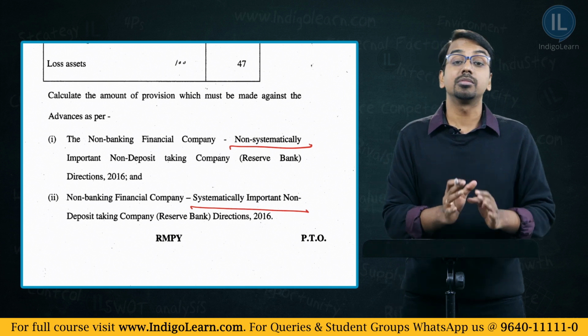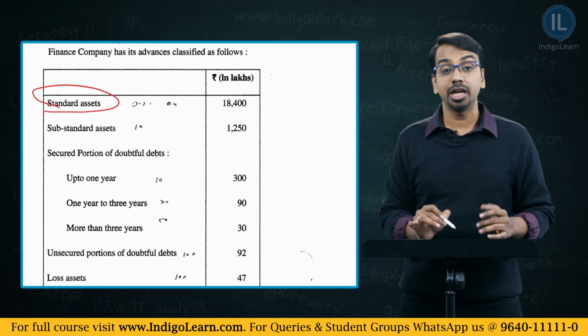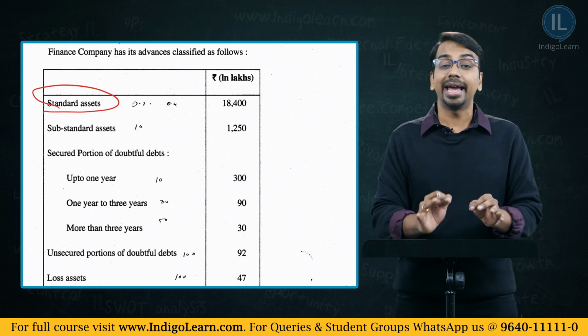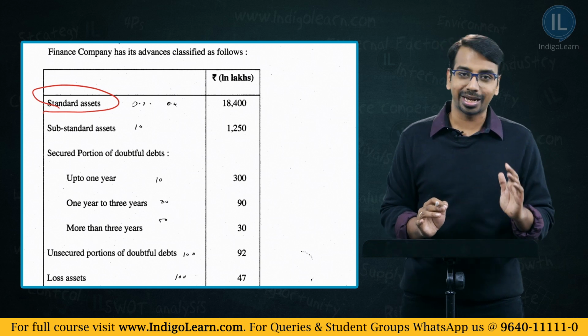So you just needed to remember the rates, and we know that only the rate pertaining to standard assets would have changed, rest all would have remained same. So you prepare 2 tables and compute the provision. Again, a straightforward question. If you would have remembered the rates, it was an easy question to crack.